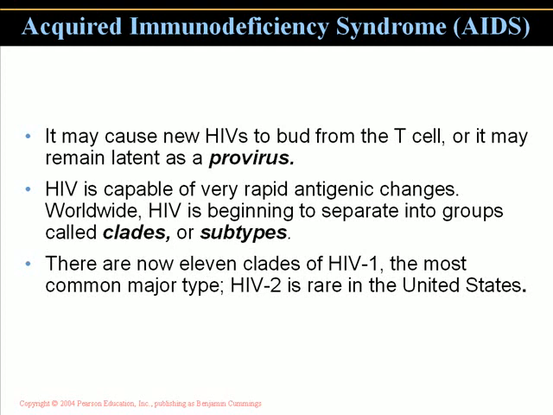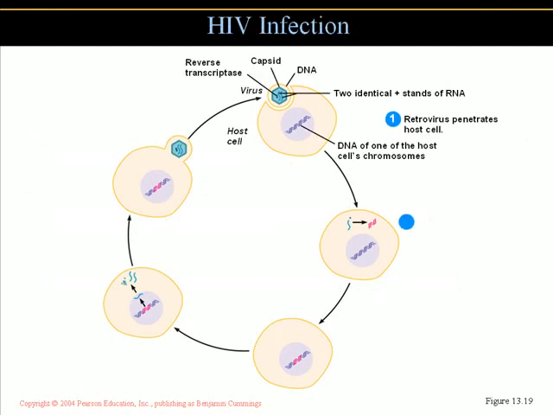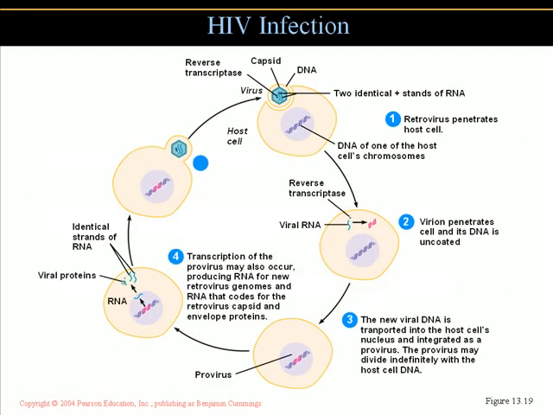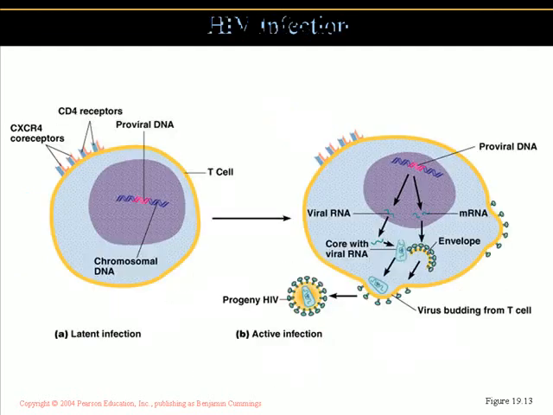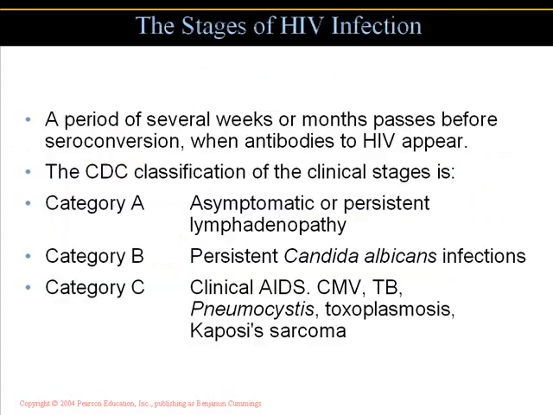HIV is capable of very rapid antigenic changes. Worldwide, HIV is beginning to separate into groups, or clades or subtypes. There are now 11 clades or subtypes of HIV. HIV-1 is the most common and major type. HIV-2 is relatively rare in the United States, though some cases are still reported. I won't go through each of the steps of HIV infection here. Again, refer back to your lab and review the material, or review the video clip that describes this process of HIV infection.